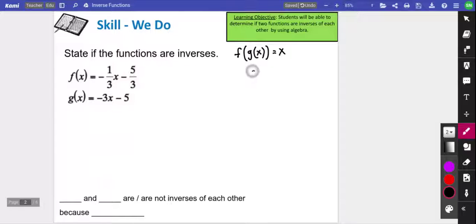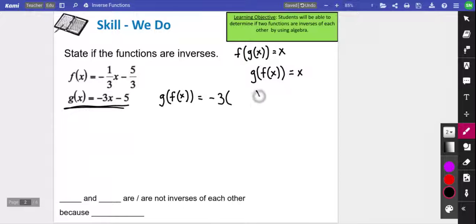Or we can do the same thing, but we would plug in f of x into g, and that would have to give us x. For this example, I'm going to calculate g of f of x. So that means that I'm going to write out function g, the one at the bottom, -3, but instead of the x, I'm going to leave a parenthesis so that I can plug in f inside it. Everything else will remain the same.